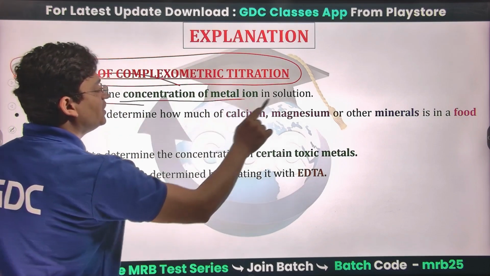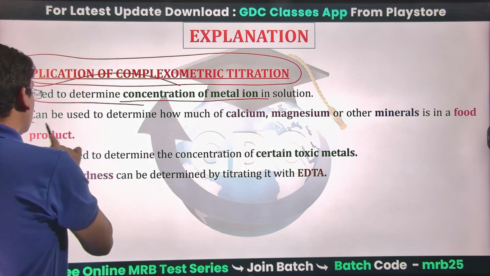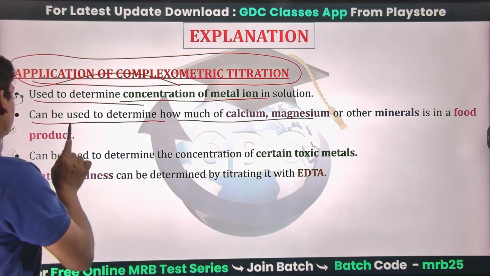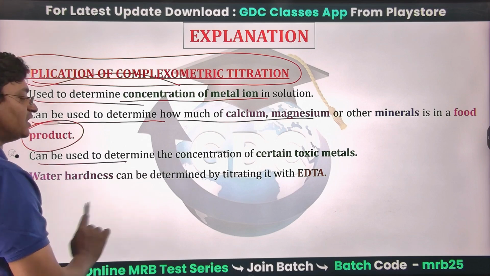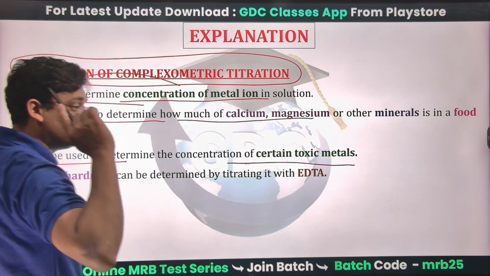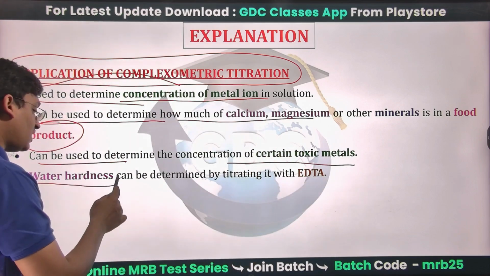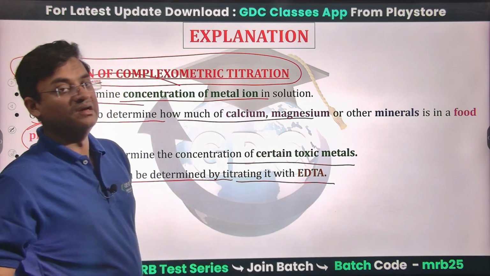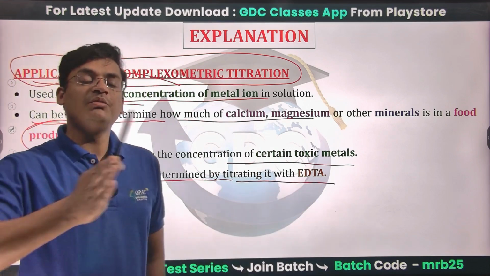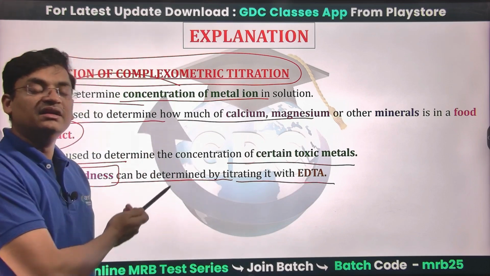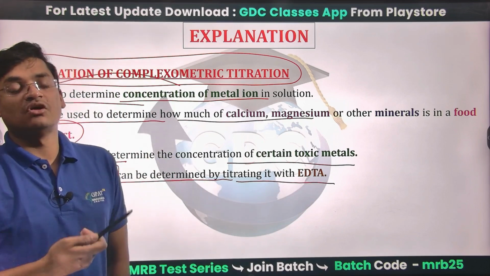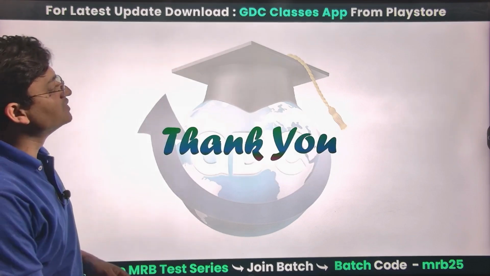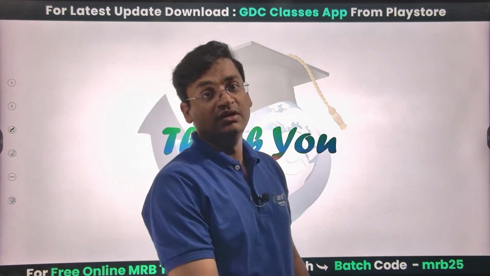It is used to detect the concentration of metal ions in a solution. It can be used to determine how much calcium, magnesium or other minerals are in a food product. It can be used to determine the concentration of certain toxic metals, and water hardness can be determined by titrating it with EDTA. So it's a case for complexometric titration reactions, and EDTA is used for checking the hardness of a water sample. So yes, these are the kinds of questions that were given in this topic.